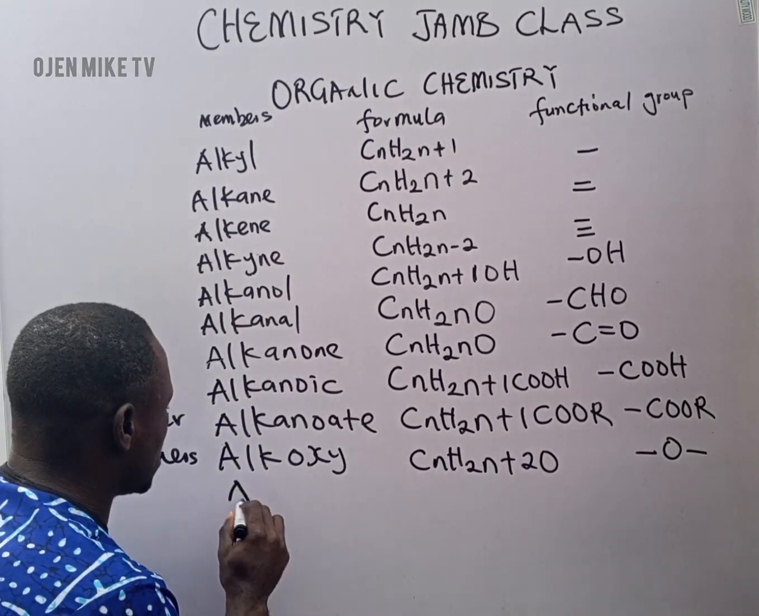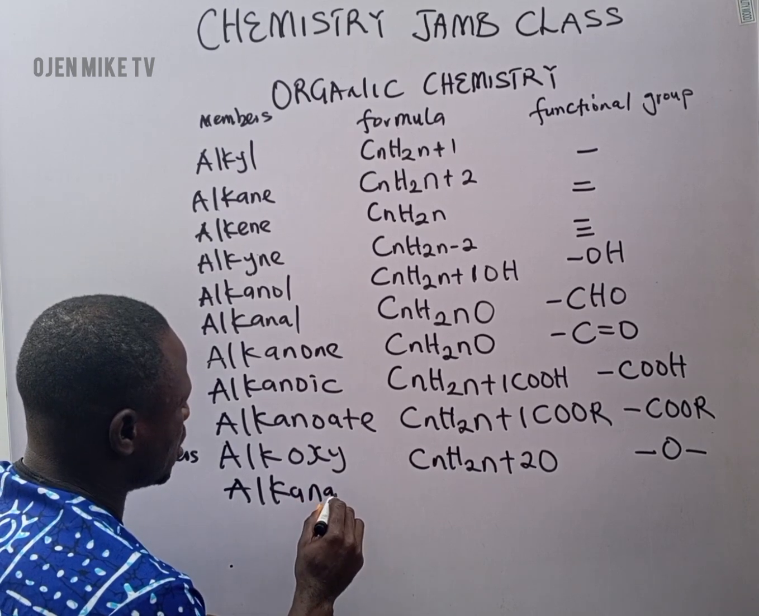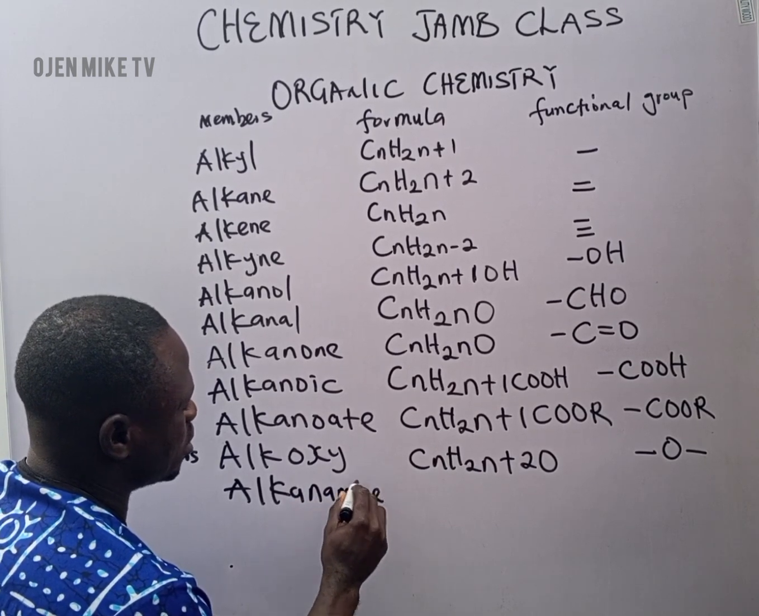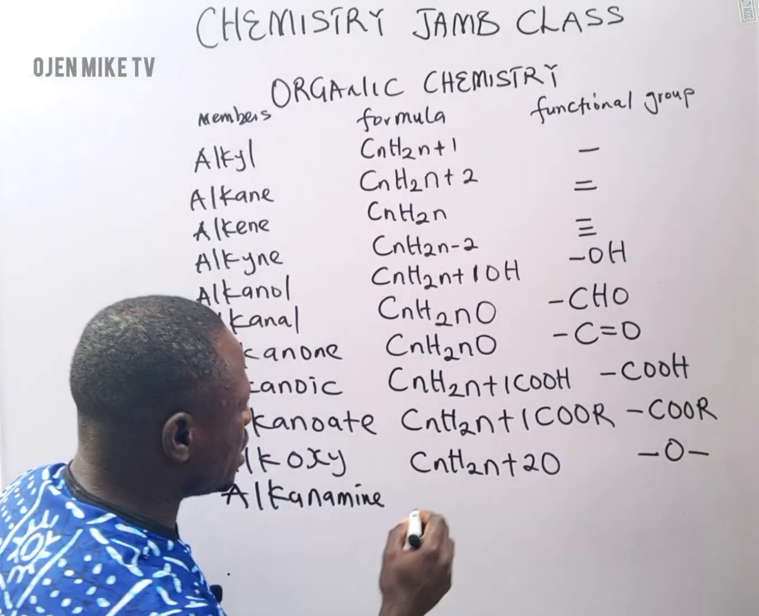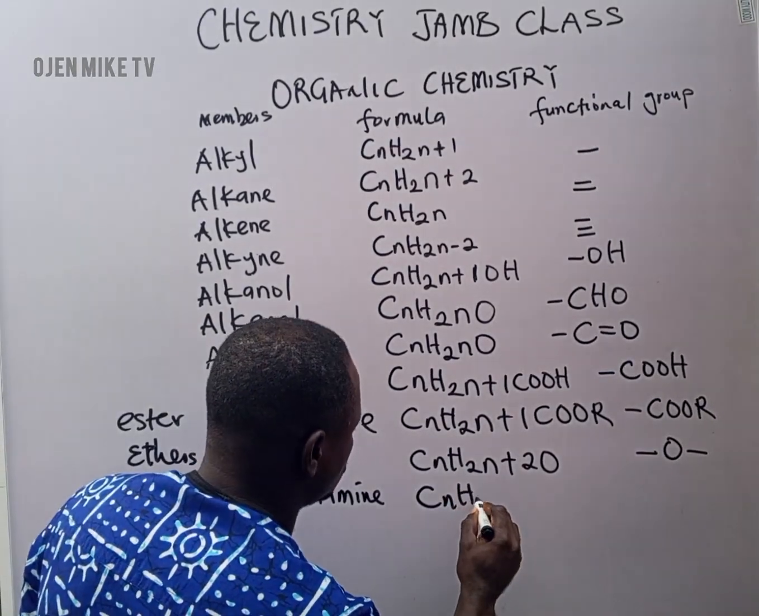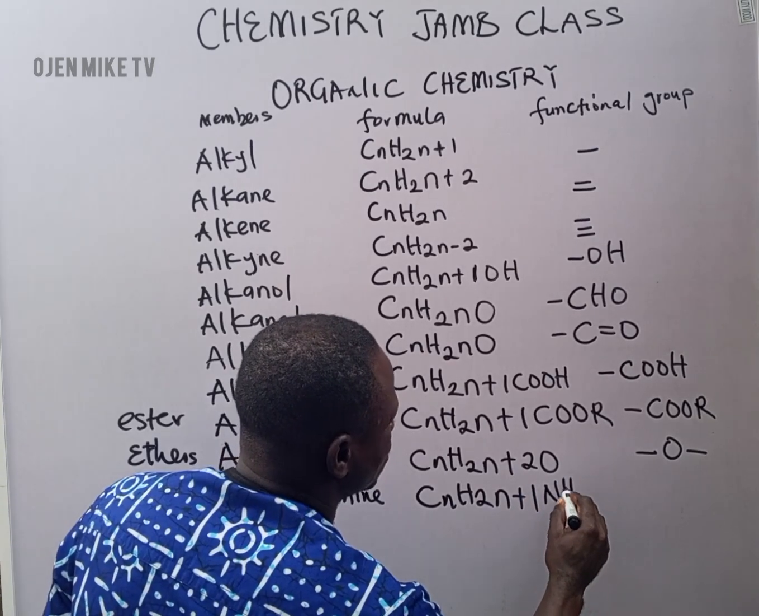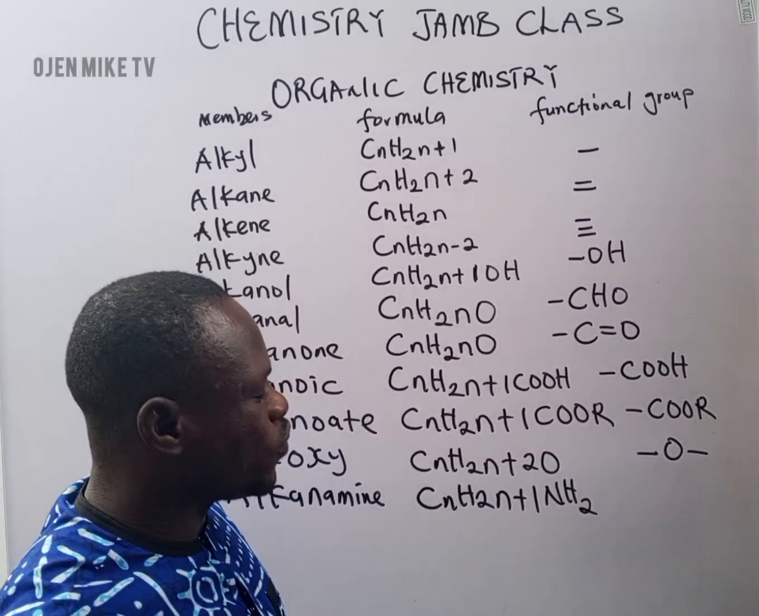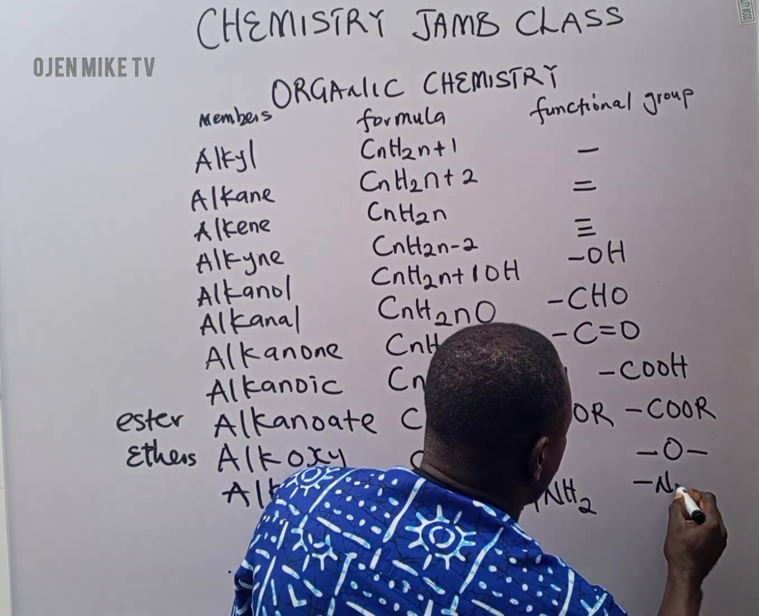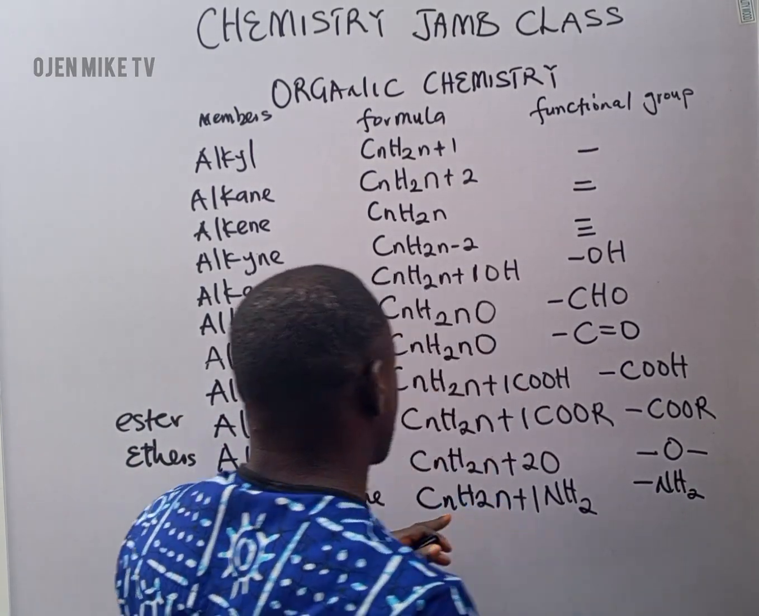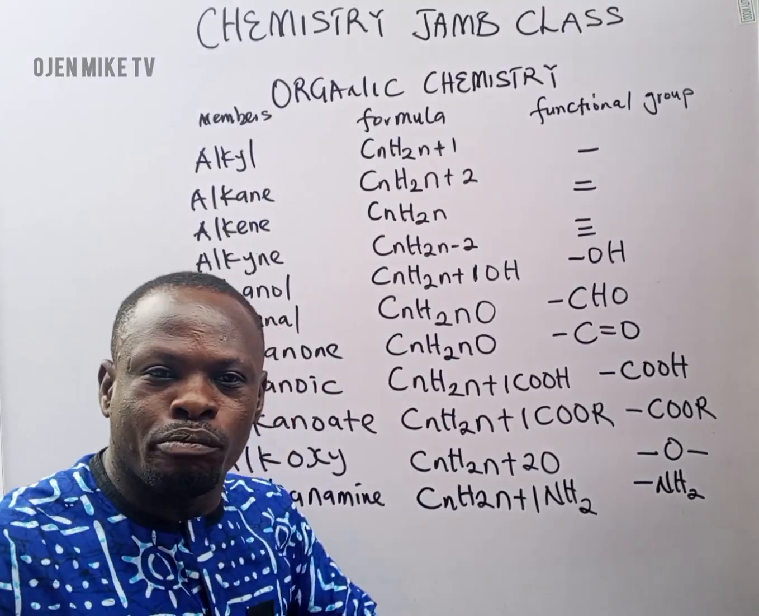The next one is alkanamide. Now, what's the formula of alkanamide? Alkanamide is the same as CnH2n+1 NH2. Now, what's the functional group of this alkanamide? It's simple: NH2. This is alkanamide, when you have methanamide, ethanamide, butanamide.